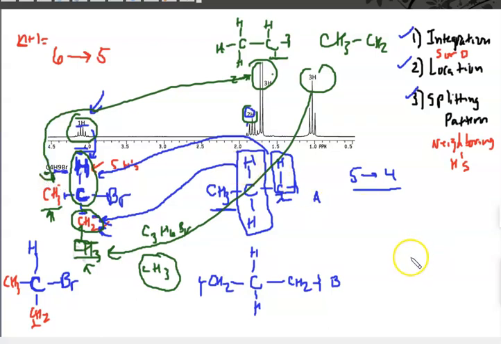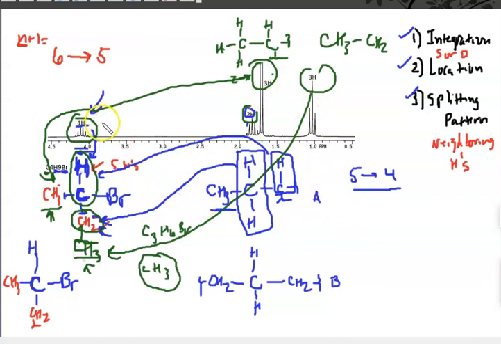Okay? This is how you should analyze these. This is a systematic, very linear way of doing these. But you have to think about where the fragments are overlapping. You know, have I seen a CH2 next to a CH? I have on this fragment. Okay? And then everything just kind of falls into place.